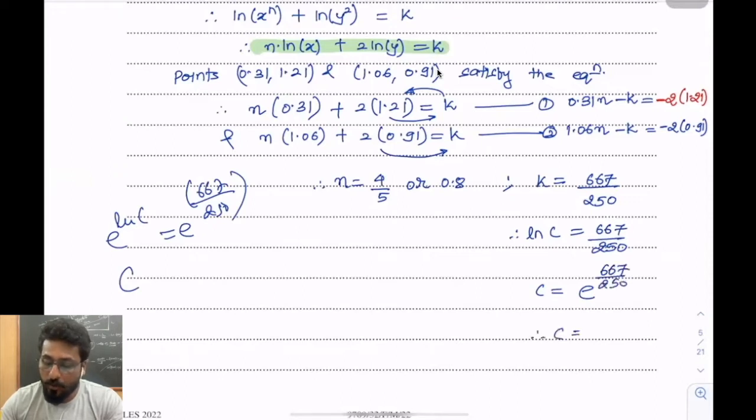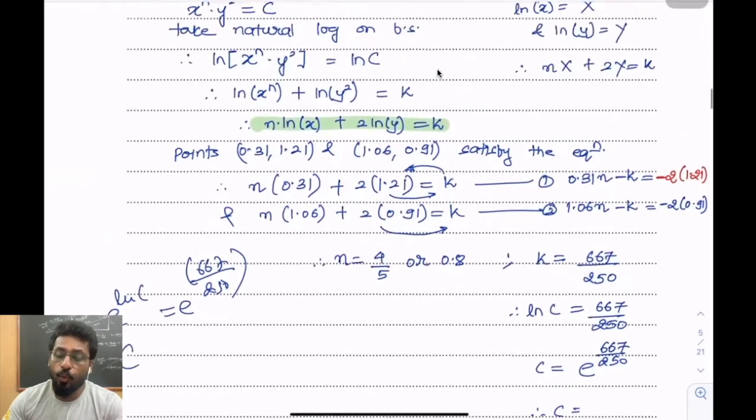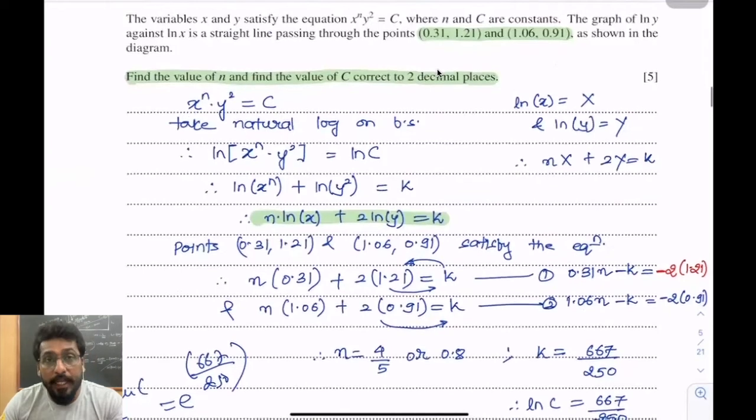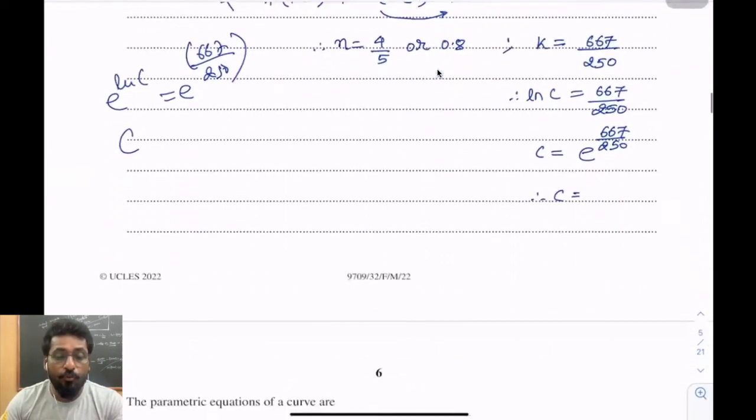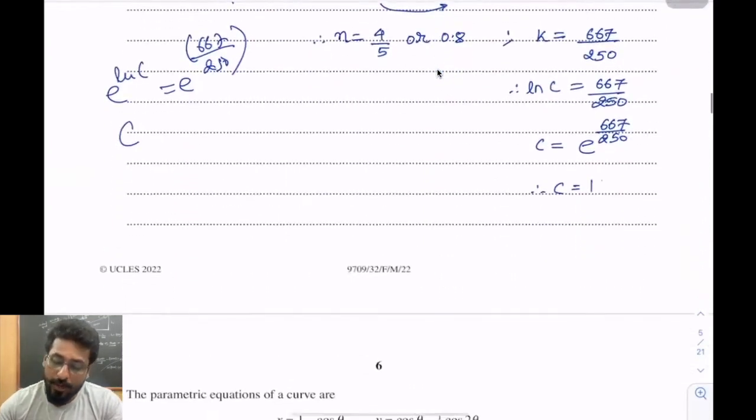So what's the value of c? Let's quickly get it. I go to the exponential term, I write 667 divided by 250. What's my answer? The answer has come 14.4111812. I just want to write up to 2 decimal places. It has been clearly mentioned in the question that you want to write up to 2 decimal places. So my answer is going to be 14.41.